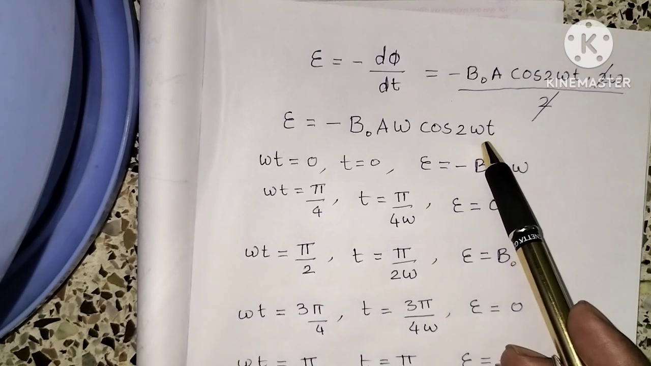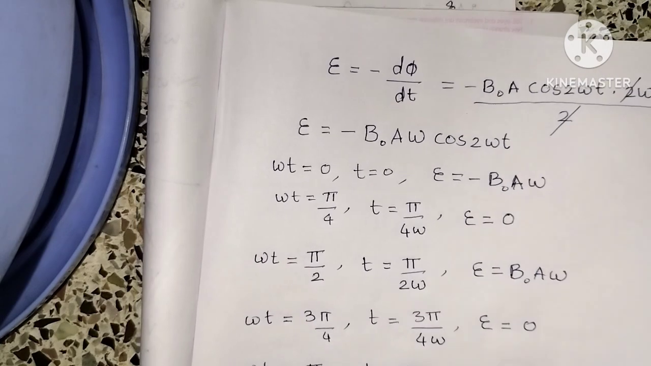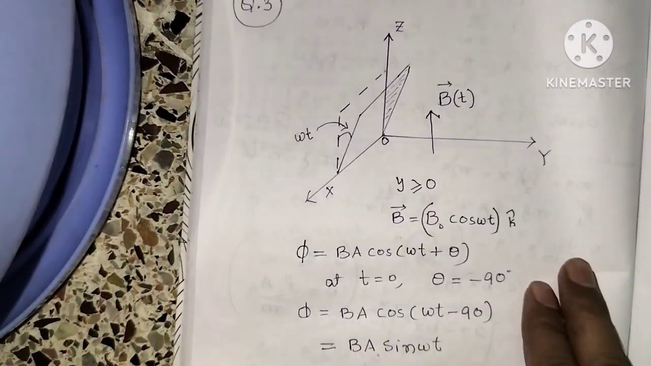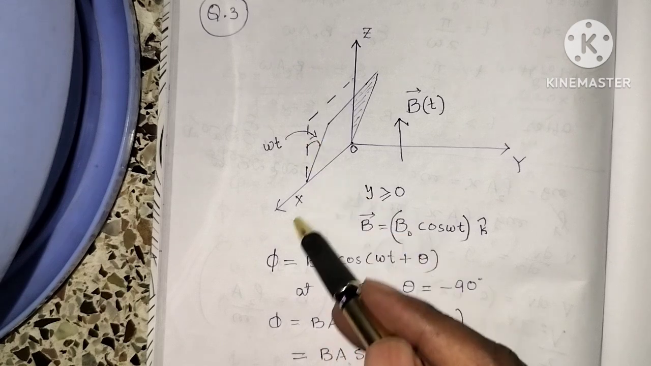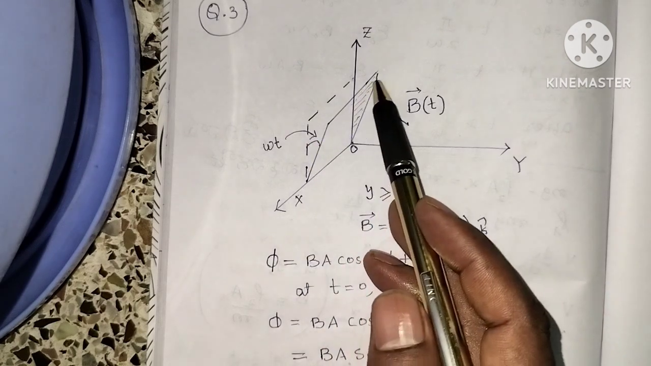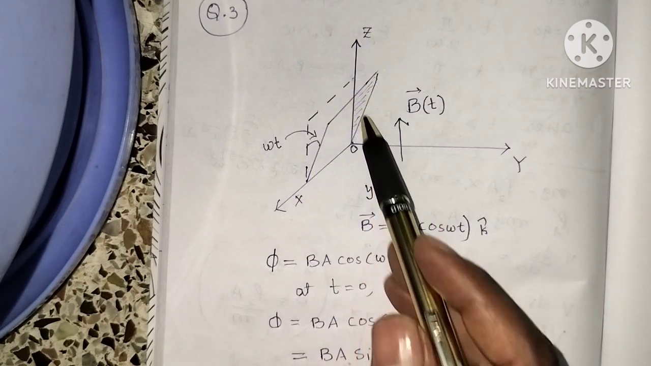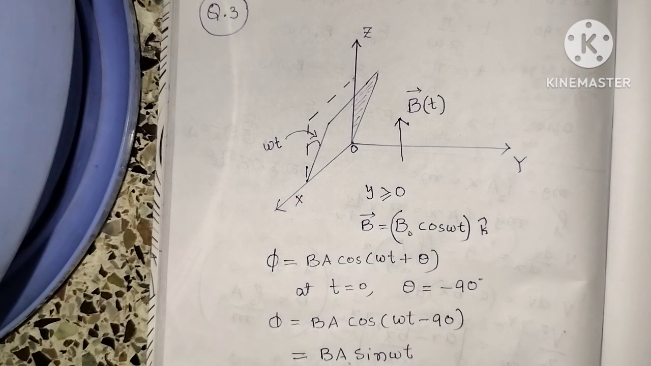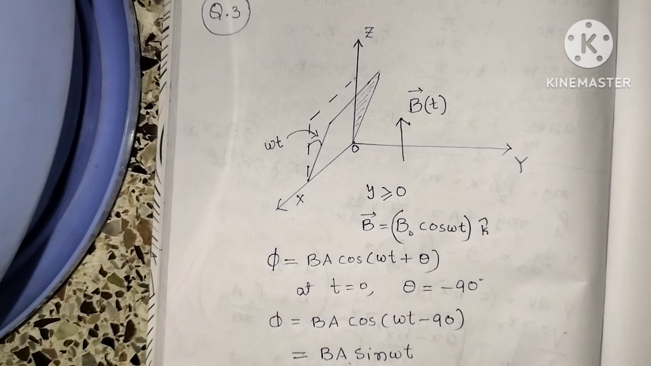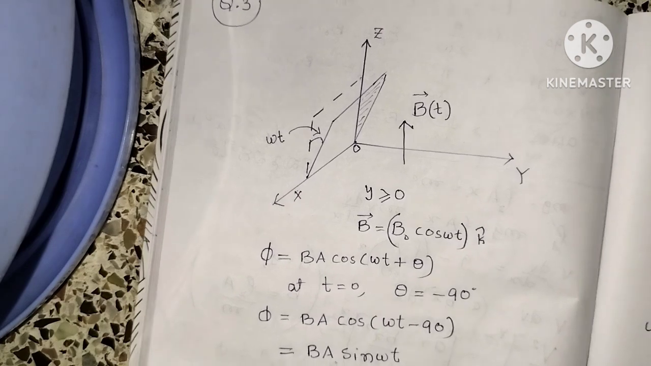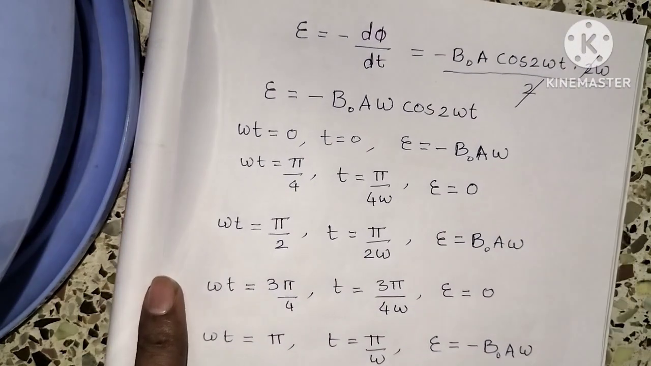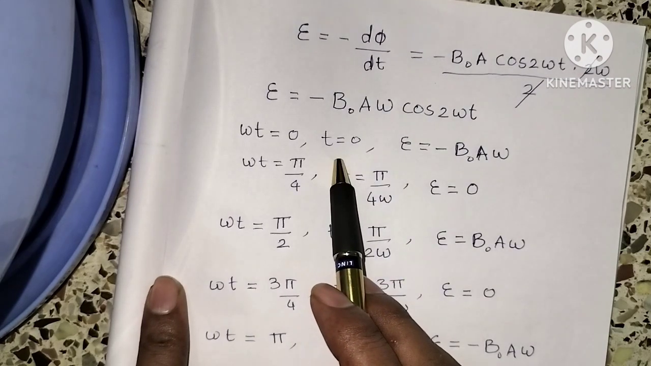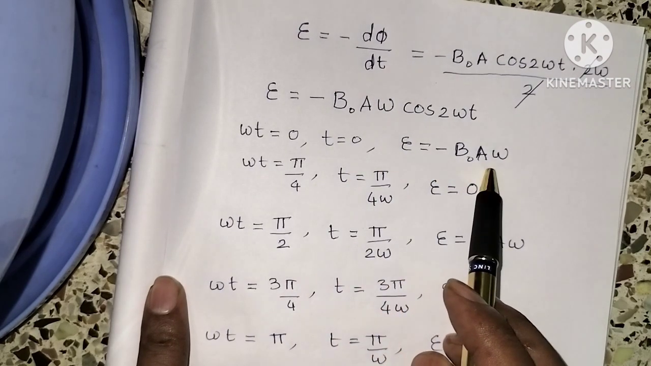For omega t equal to 0, what does it mean? It means this angle is 0, and t equal to 0. So this square loop was in the xz plane; that is the starting time. So at omega t equal to 0, t will be 0, and you substitute t equal to 0 here. Cos 0 is 1, so minus B naught A omega. So at t equal to 0, the induced EMF is minus B naught A omega.